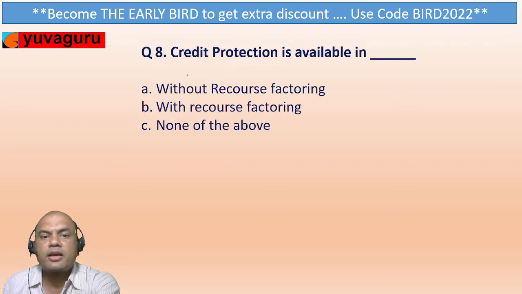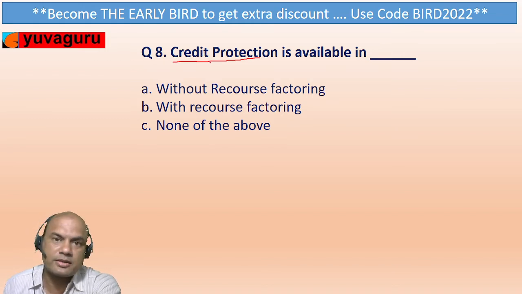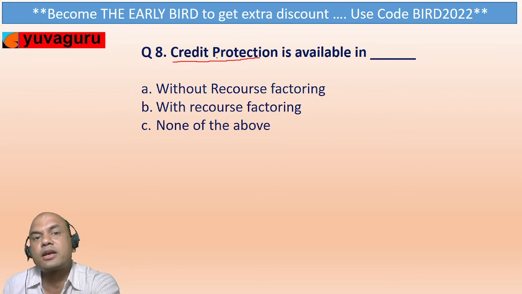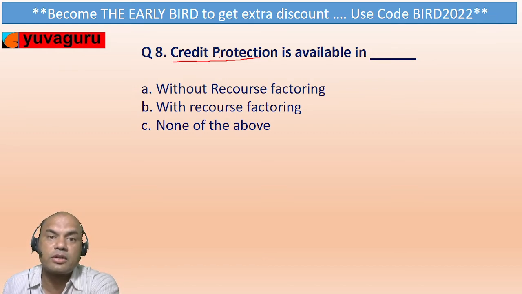Credit protection is available in. So why do I go for credit protection? What was credit protection in the 3 services which were given? One was debt collection, one was debt administration, and one was credit protection. What is credit protection? To check if the client or the buyer in that country is good or bad. Keep it very simple language, because I always try to keep the language simple. Whether that customer in the foreign country who is the buyer is in a good financial condition or not. That is basically done as a part of credit protection.